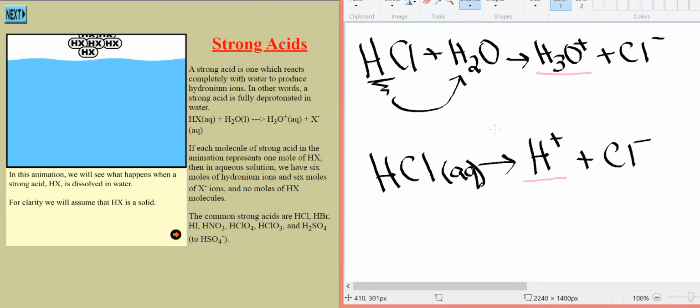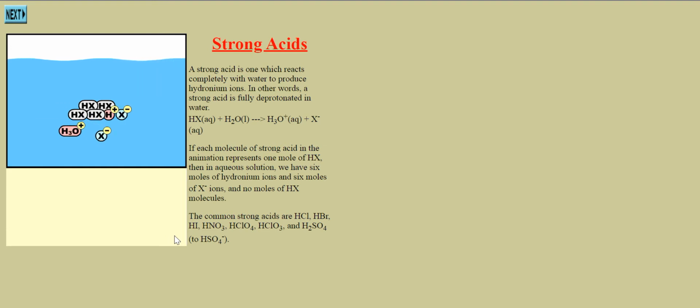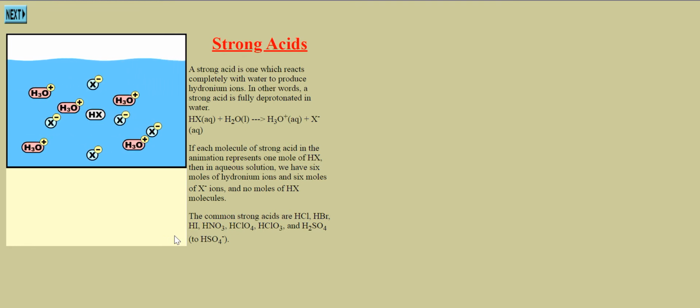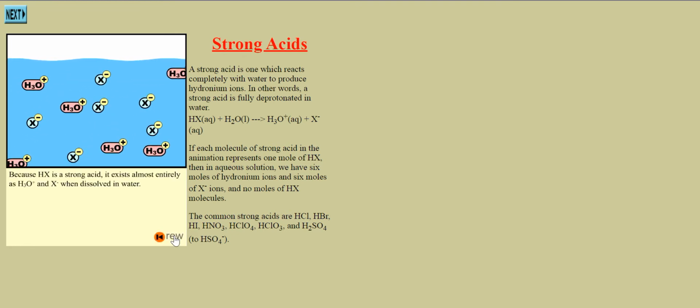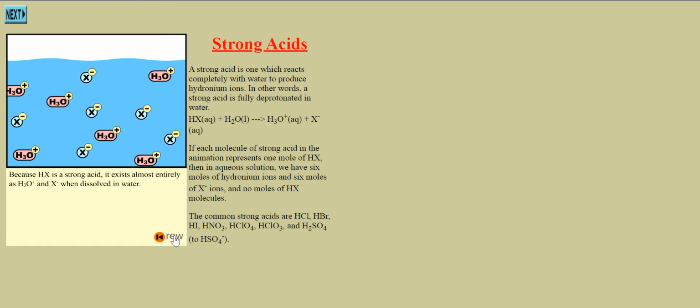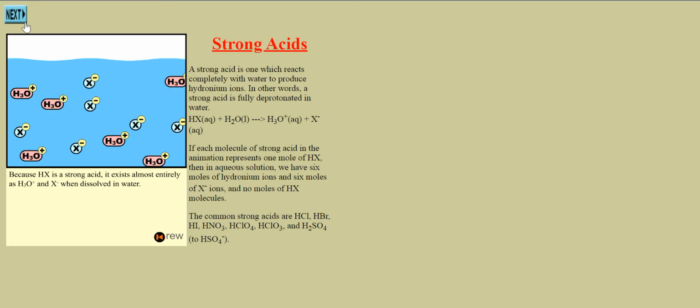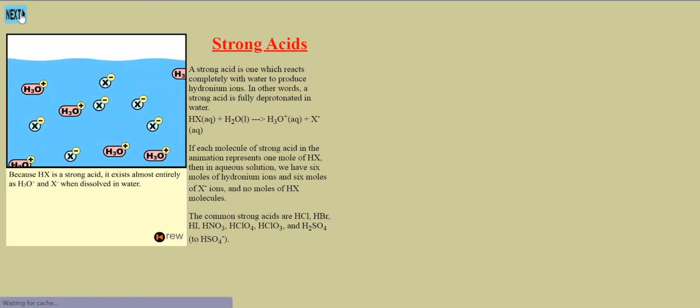And so if we go ahead and run the simulation over to the left, once the HX is immersed in water, it will begin to dissolve, and because it's a strong acid, it will dissociate to form hydrogen or hydronium and the anion. Depending on the ratio, usually it's a 1-to-1 ratio. If we had sulfuric acid, H2SO4, it would be a 2-to-1 ratio because we need 2 hydrogens or 2 hydroniums for every one of the sulfate. So that's strong acids. They dissolve 100% in water.